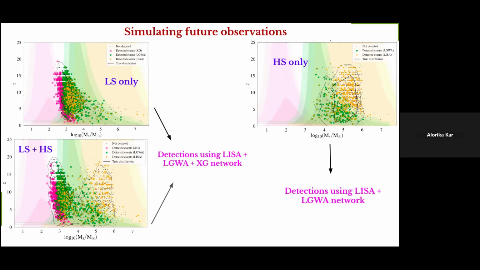And in the heavy seed model, since it starts at a higher mass, the 3G detector is not at all applicable because there are no events in this range. And in the light seed model, you can see that there is not a single detector which is contributing to the whole detection. All three of them are contributing, and you are getting detections from the full distribution if you use all three of them.